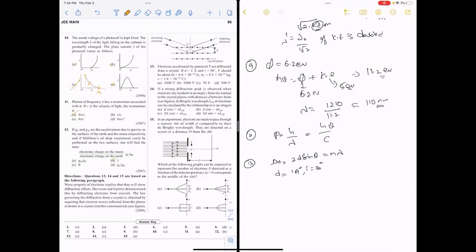So first find out the lambda. So lambda is 2 into d is 10 power minus 10 into sine 30, 1 by 2. What did they give? I is 30 degrees. So, okay, I is 30 degrees. So 2d sine theta. So what is the theta?